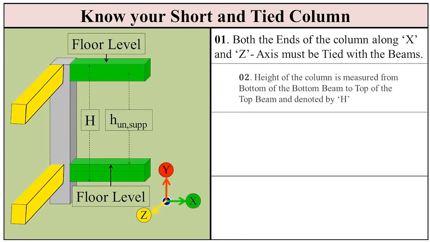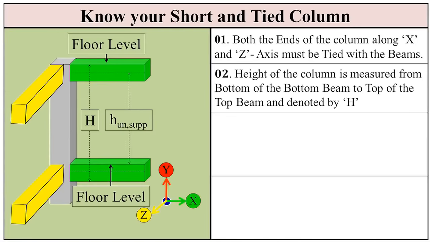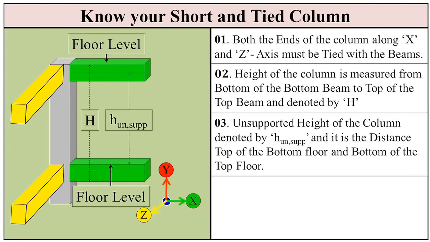Next, the overall height of the column is denoted by the capital letter H. We measure it from the bottom of the bottom beam to the top of the top beam. The unsupported height of the column is denoted by H unsup. This is the clear distance between the floors, measured from the top of the bottom floor to the bottom of the top floor.